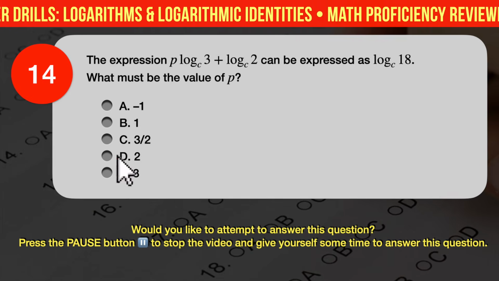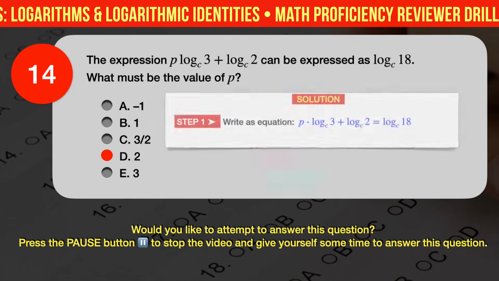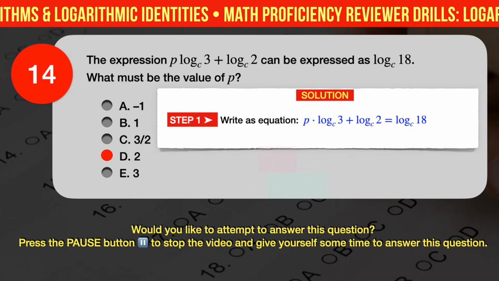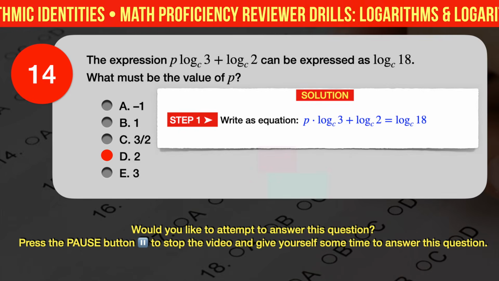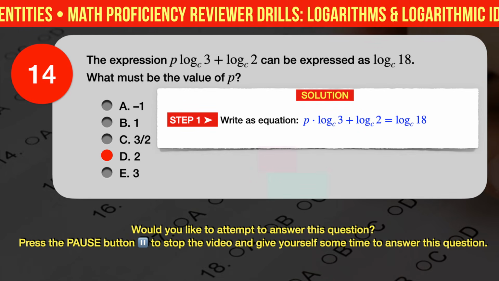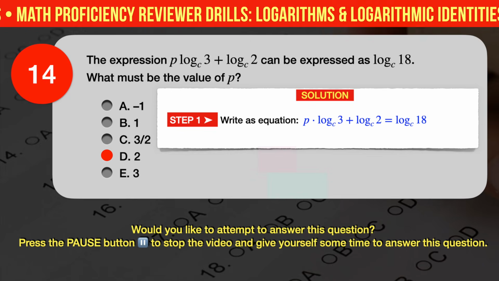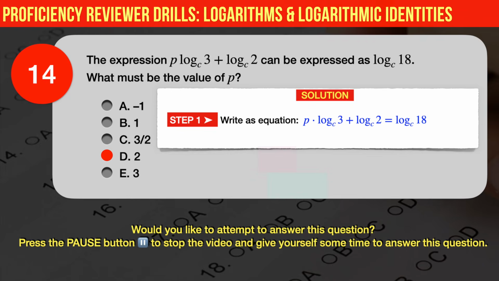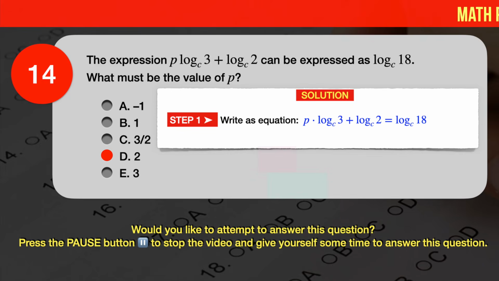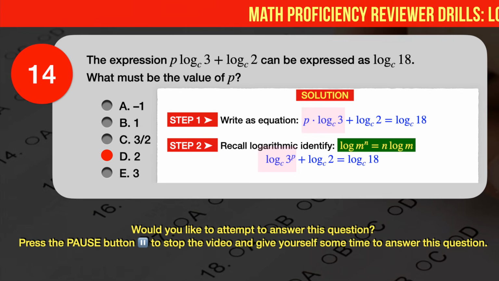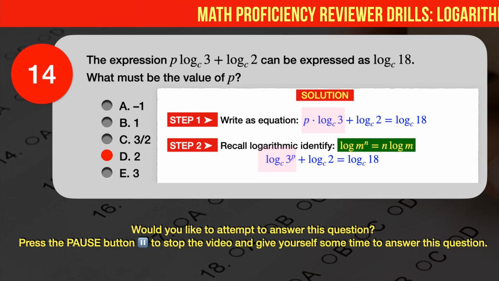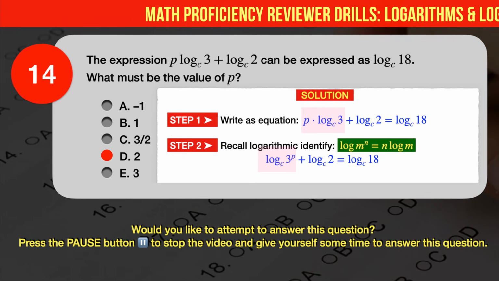The correct answer is D. 2. Since the expression p times logarithm base c of 3 plus logarithm base c of 2 can be expressed as logarithm base c of 18, then we can write them as the equation p times logarithm base c of 3 plus logarithm base c of 2 equals logarithm base c of 18. Recalling our logarithmic identities, we can transform and rewrite the expression p logarithm base c of 3 as logarithm base c of 3 raised to p.